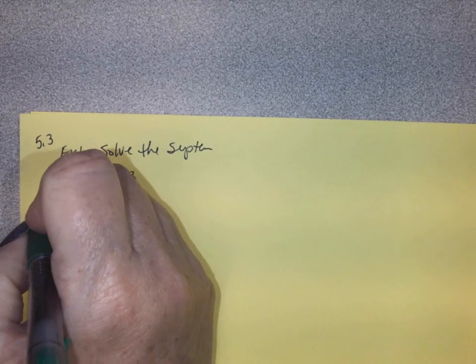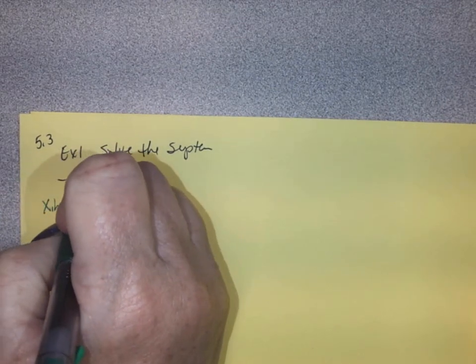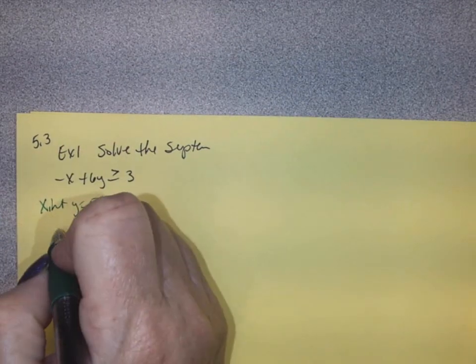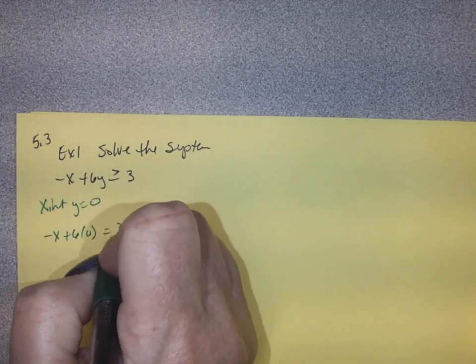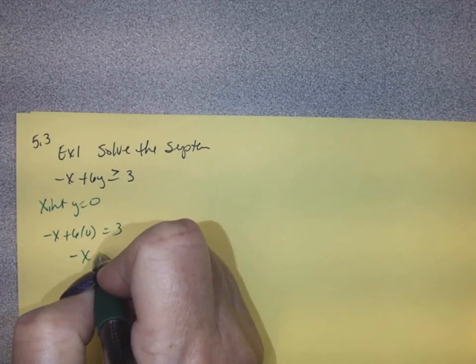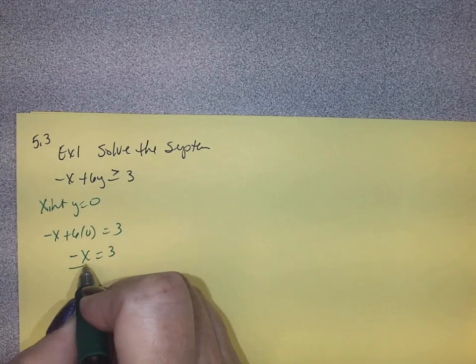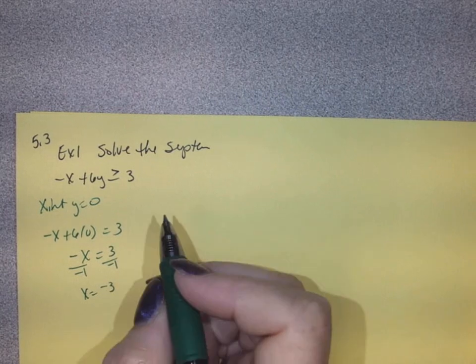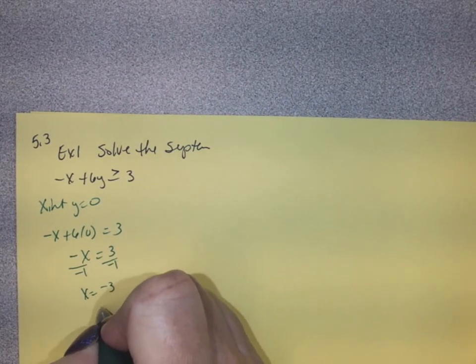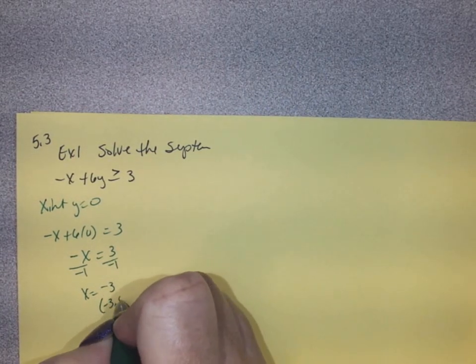All right, so the first thing we do is find the x-intercept where y is equal to 0. So negative x plus 6 times 0 equals 3. So negative x will be equal to 3. Divide by negative 1, and x equals negative 3. So our x-intercept will be (negative 3, 0).